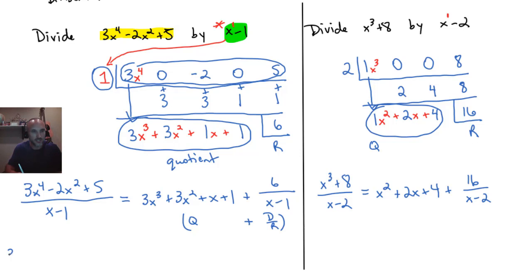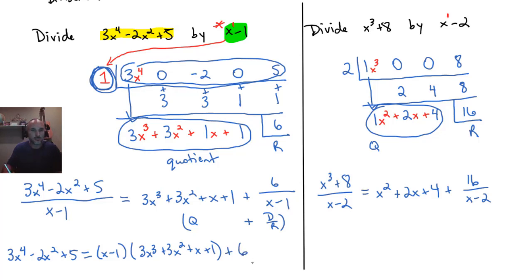Okay? Or we could use this result to break down our dividend. So over here we could say, well, 3x to the fourth minus 2x squared plus 5 equals the divisor, x minus 1, times the quotient, 3x to the third plus 3x squared plus x plus 1, and then add our remainder plus 6. If you multiply all this out and add 6, you should get this original polynomial. Okay, so that's another way you could use the division, is to break down your dividend.